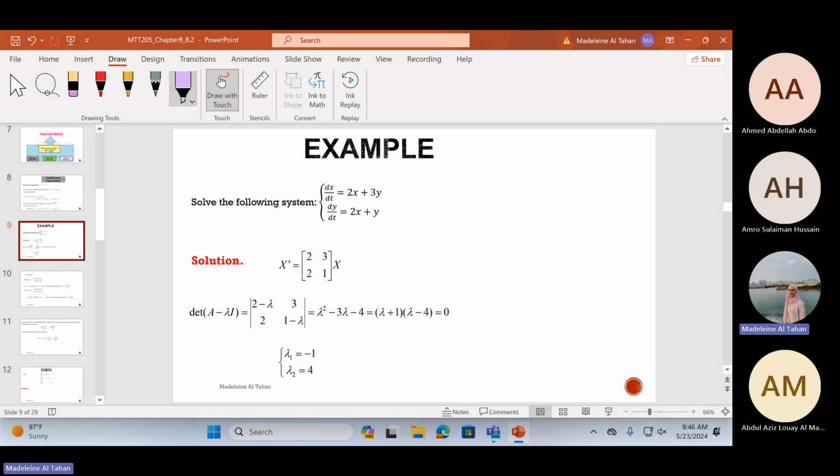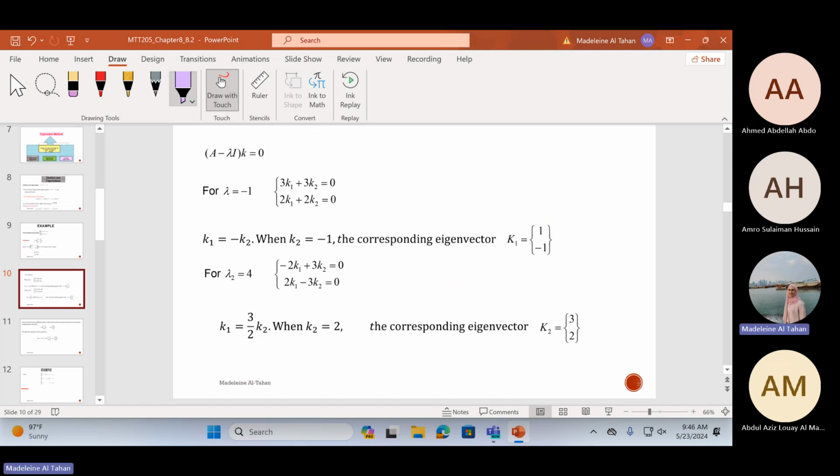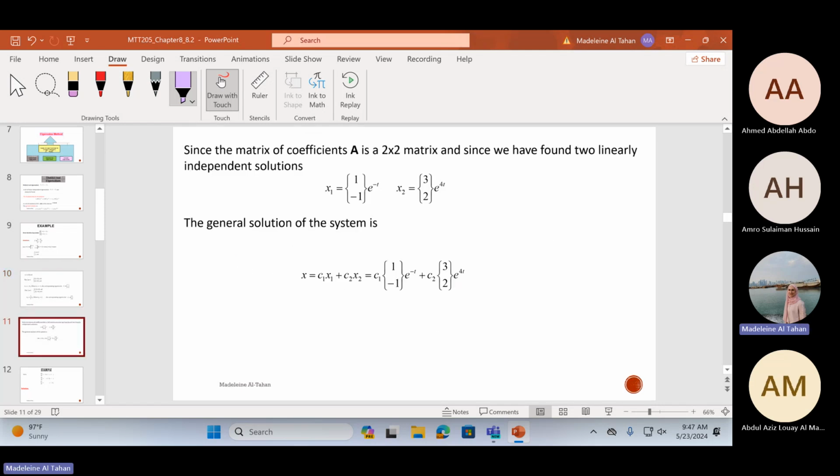Eigenvalues. Then after the eigenvalues, what do we need to find? Eigenvectors, and then just put the answer. So did we do derivative and derivative or any other things? Okay.